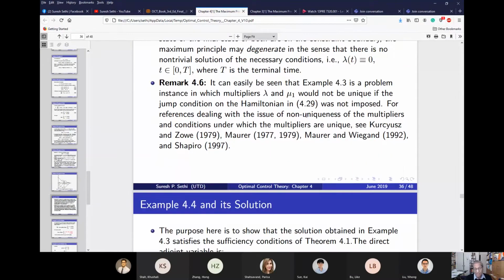And then again, there's some uniqueness thing, and there's again a complicated issue. So I just give you the reference. This guy is a friend of mine here, more.